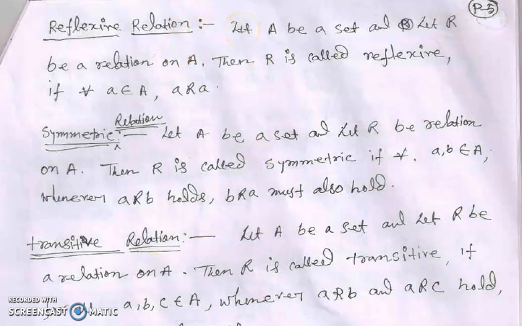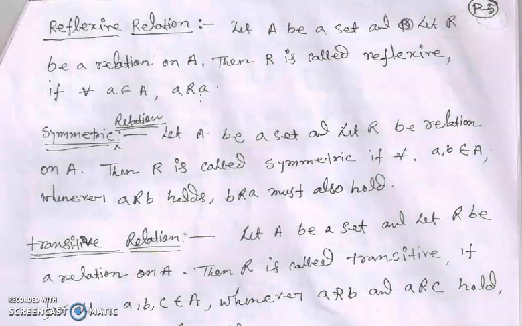Let A be a set and let R be a relation on A. Then R is called reflexive if for all a belongs to A, a rho a holds. That means if you define a relation over A, this relation becomes a reflexive relation if it happens for every element. It's very important: for every element, a rho a is satisfied.